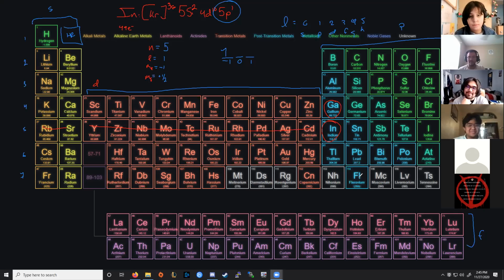Bromine, because since it's smaller and has more protons, it draws the electrons in tighter. Since there's more protons, it has more of a draw towards the electrons.